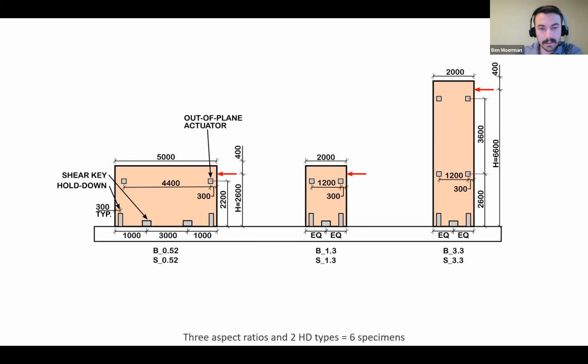So we did 6 tests in this program. The first one was a long wall, then we did a roughly square wall. It's a little bit taller than a square, and then the third one was a tall wall. So the aspect ratio is basically 0.5, 1.3, and around 3. Each geometry we did twice, once with each type of hold down, a bolted and then a screwed hold down.